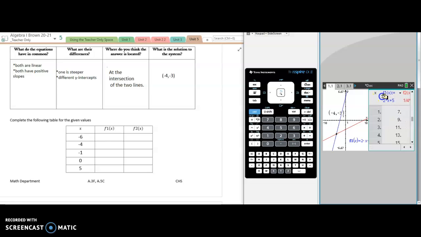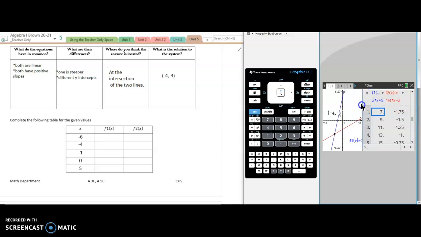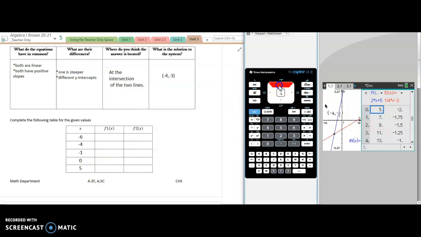You have to come over here and move this over and move this one over, to make it where you can see both of them. Now you can see the x value for both f1 of x and f2 of x, okay? And so what we need to do is take this information and put it in our table. I have -6, -4, -1, 0, and 5 for my x values. That means I need to go up to -6 and find my y values for f1 of x and f2 of x.